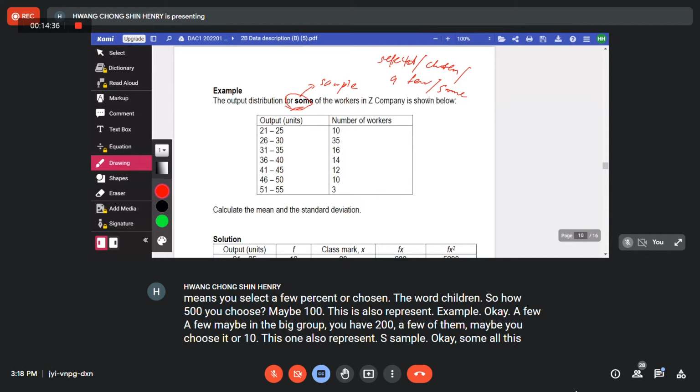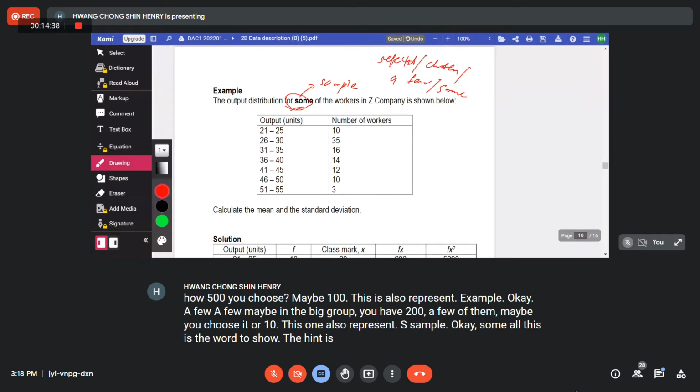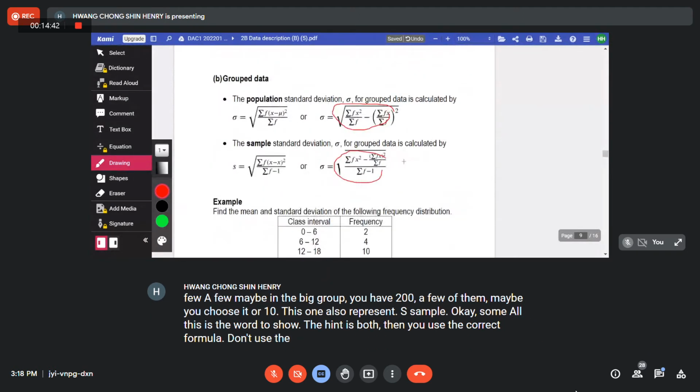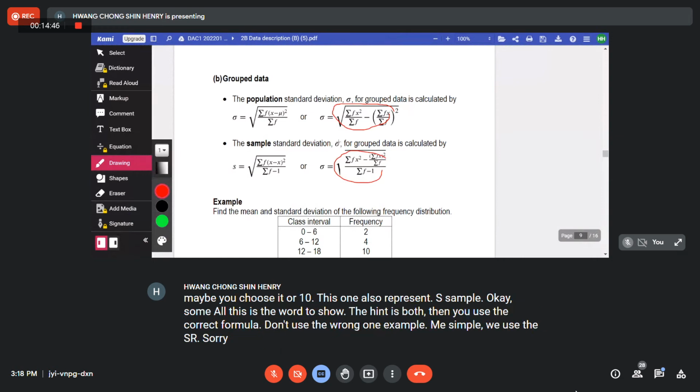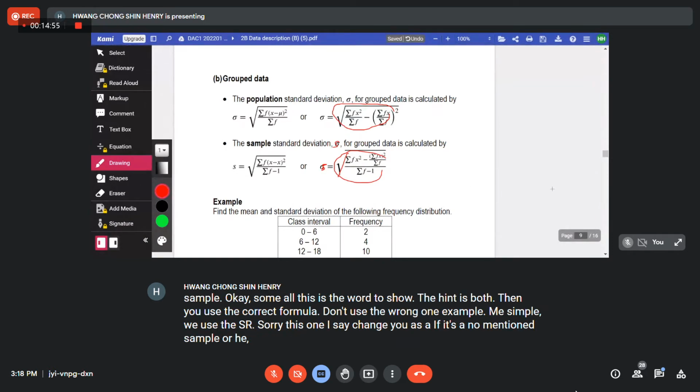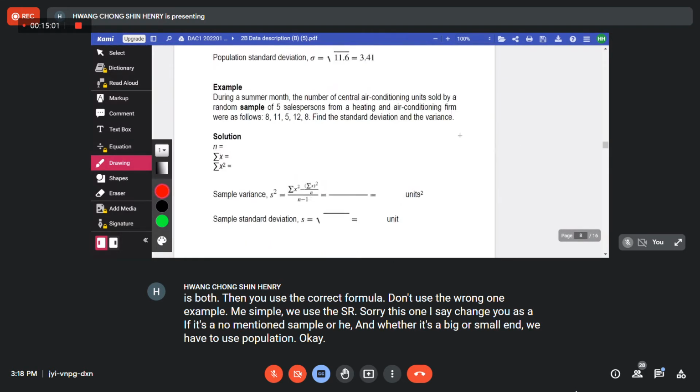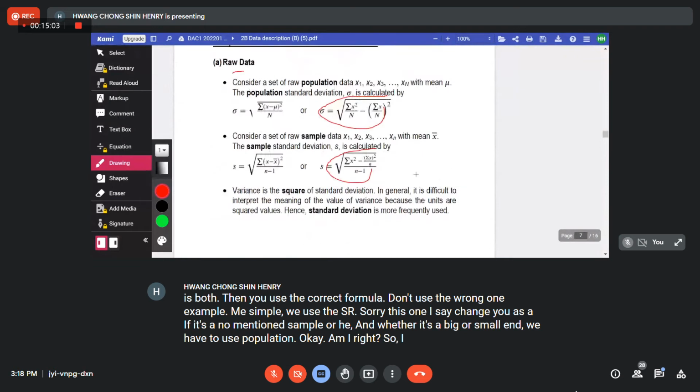All this is the word to show the hint is sample. Then you use the correct formula. Don't use the wrong one. Sample means sample. We use the S. Sorry, this one I said change to S. If there is no mention of sample or hint, then whether it's a big or small n, we have to use population. Okay? Am I right?